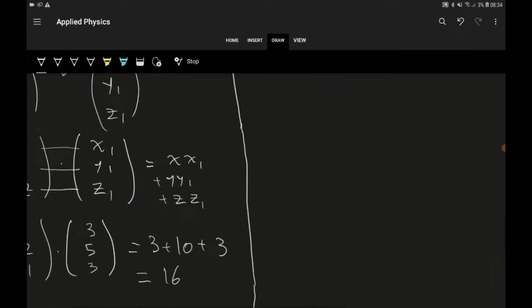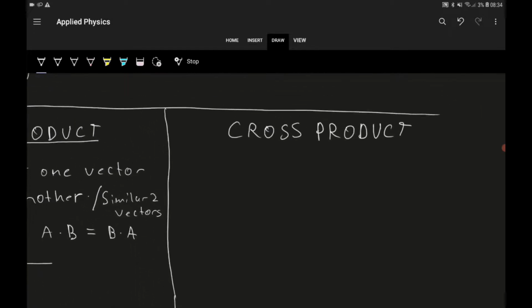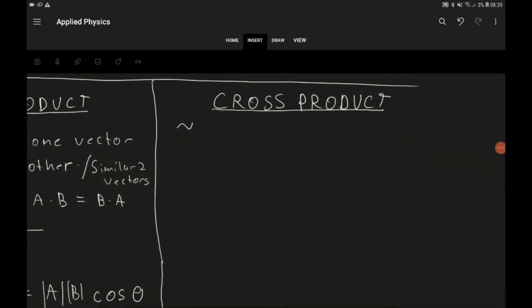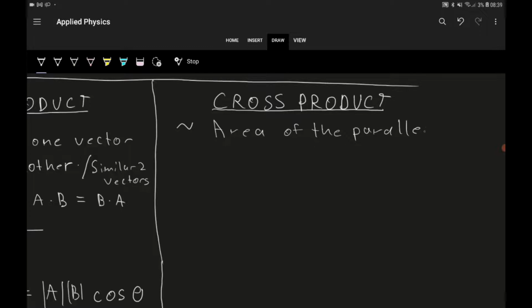The cross product, now coming to the cross product, is slightly more confusing, and that's why most people, I guess I shouldn't speak for most people, I do not like the cross product that much. So the cross product is the area of the parallelogram, bear with me, formed by the projection of the two vectors.